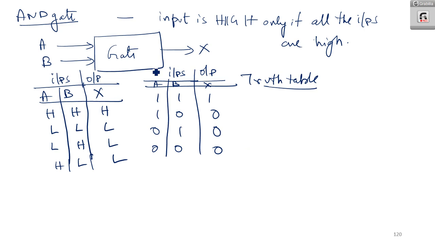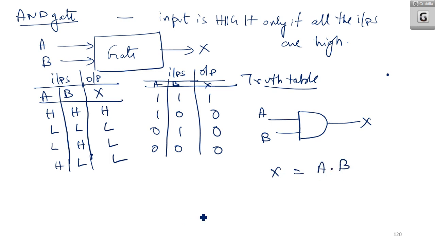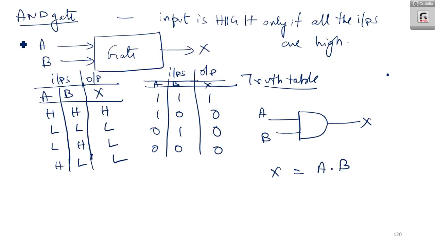Okay. So how to represent an AND gate using a symbolic form? In symbolic form, it is written like this. So you are having inputs A, B, and the output is X. The AND operation is basically given by dot. So you can write X is equal to A dot B. Here I have mentioned a two input NAND gate, sorry, two input AND gate. Now coming to three input AND gate. So this is two input AND gate.